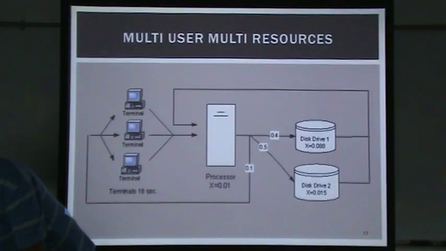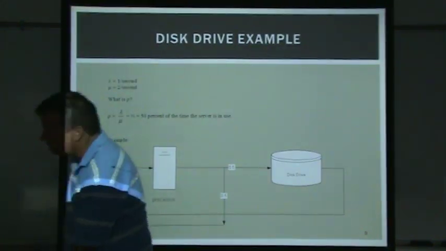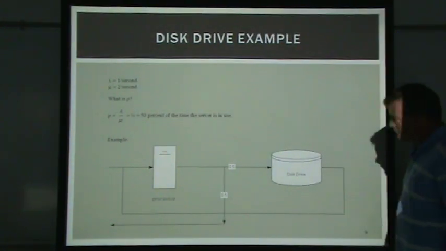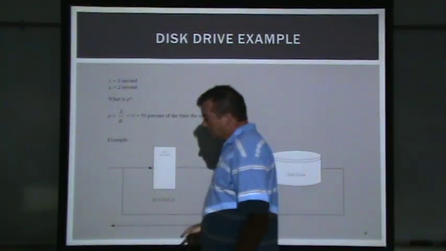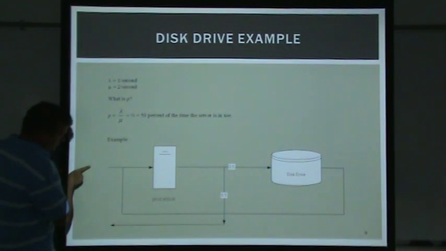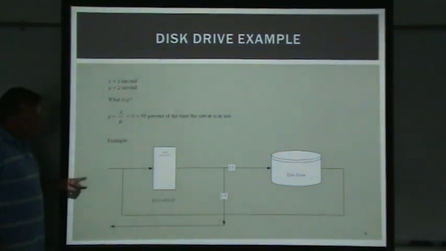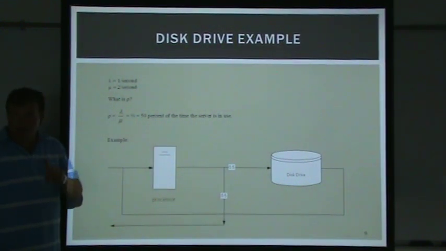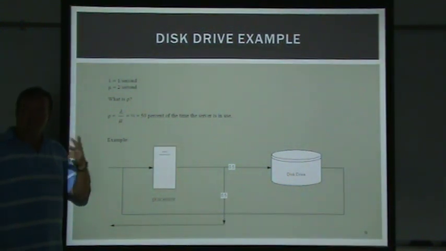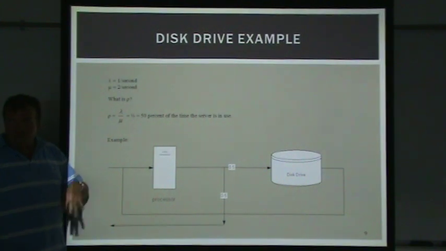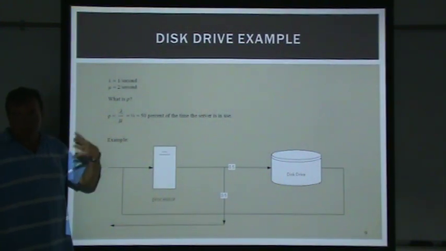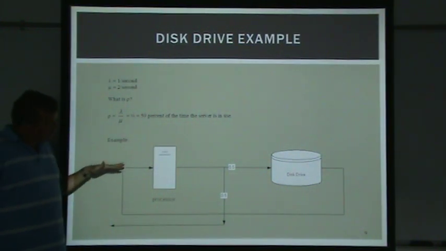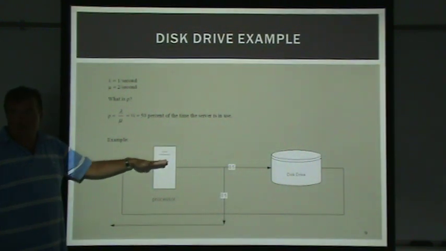So what we're saying here is that on average, a process entering this system will hit the CPU 2 times. And what that really means is, half the time it's going to hit it once, a quarter of the time it's going to hit it twice, an eighth of the time it's going to hit it 3 times, a sixteenth of the time it's going to hit it 4 times, and so on. But on average, it will hit this twice.